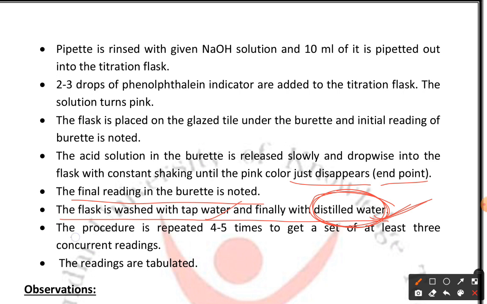The procedure is repeated 4 to 5 times to get a set of at least 3 concurrent readings. Why do we repeat? You have to get constant values, because sometimes we may make experimental errors. To avoid that, we do the experiment 4 to 5 times and take the concurrent readings. The readings are tabulated, so finally you have to make a table. Now let us discuss the observation.